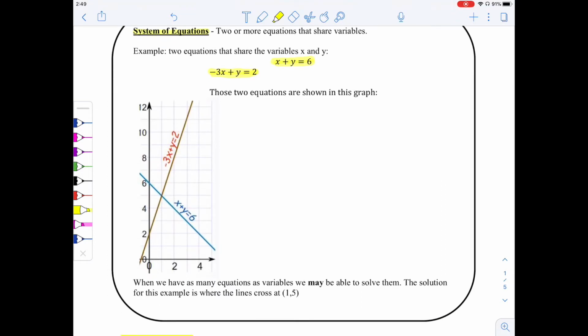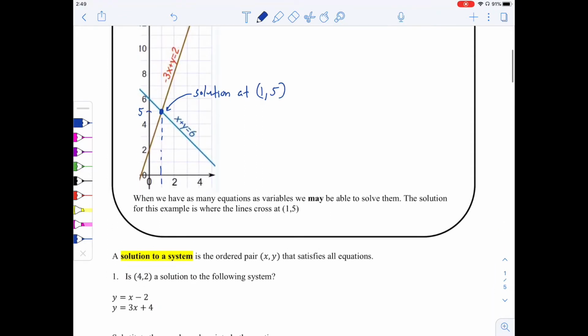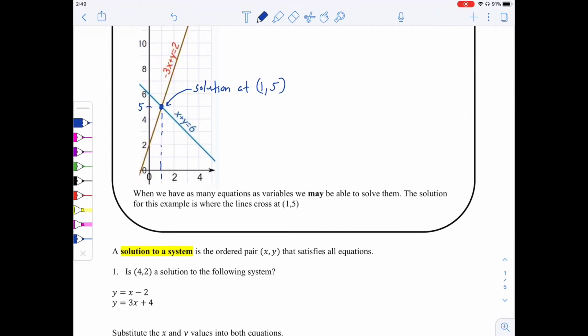So traditionally you have a solution and it is wherever you have an intersection when you graph it, right? So this is your solution. The solution is at this point right here. So this is 1, this is 5. So your ordered pair is 1, 5. So your solution is the intersection at 1, 5. And that's given a graph.